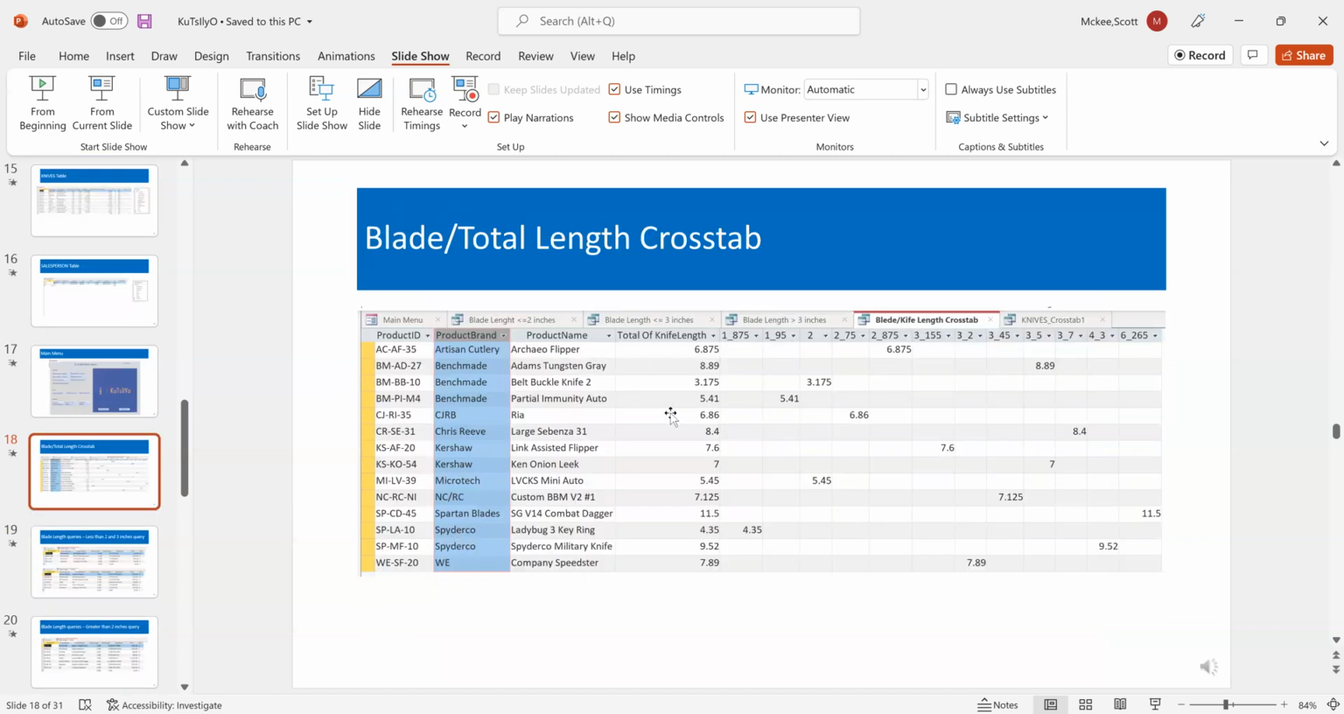there's a crosstab with the knives and the length of the actual blade, the knife versus the length of the blade.